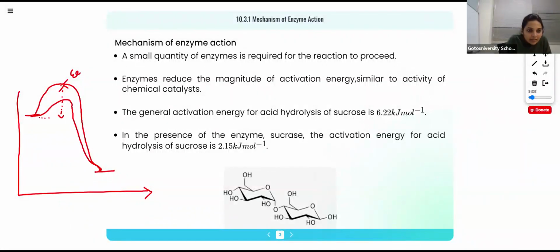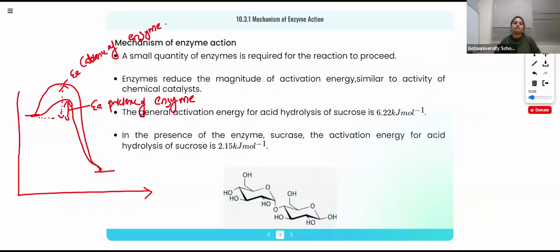See, now what is the activation energy? This is the activation energy in the presence of enzyme. This is in the absence of enzyme, meaning catalyst. So what is the catalyst doing? The catalyst is decreasing the activation energy for the reaction. They are helping the reaction to happen so fast.